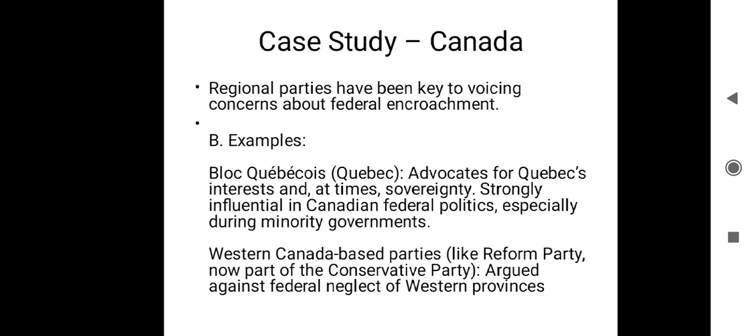Then we will see some examples of regional parties in Canada, like the Bloc Québécois in Quebec, which advocates for Quebec's interests and at times sovereignty, strongly influential in Canadian federal politics, especially during minority governments. Then another example is Western Canada. Western Canada-based parties like the Reform Party, that is now a part of the Conservative Party, argued against federal neglect of Western provinces.